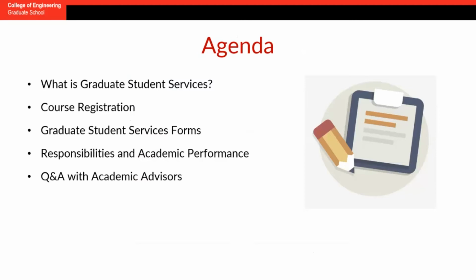In today's session, we'll begin with an overview of the Graduate Student Services Office, and you'll get to meet each of the academic advisors in a quick video. Next, we'll show you how to register for courses and share information on the various Graduate Student Services forms and policies. Next, we'll discuss your responsibilities as a graduate student and important information related to academic performance in your program, and we'll wrap up with time for your questions.